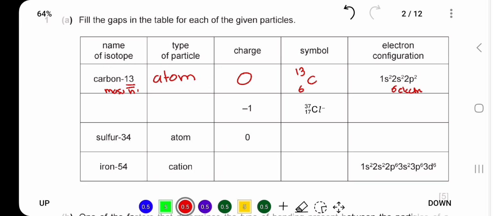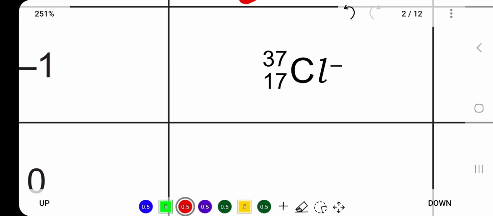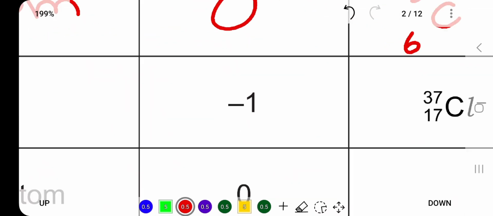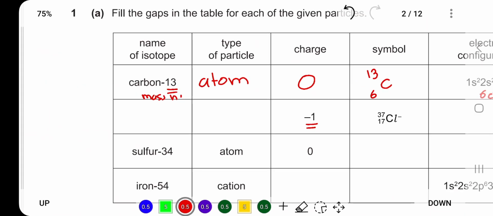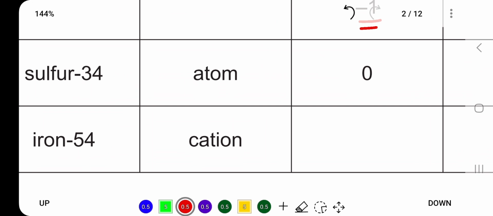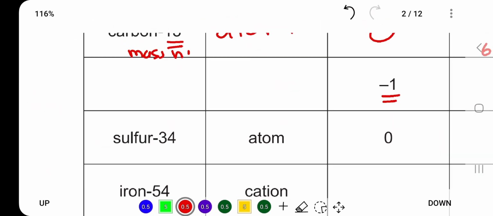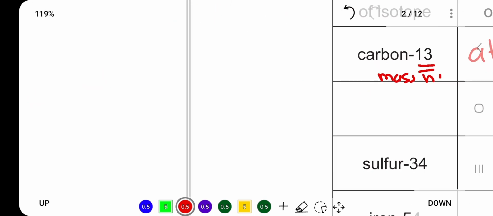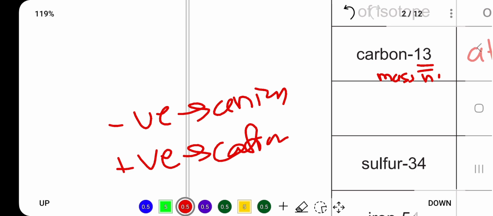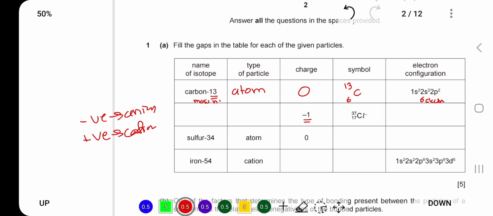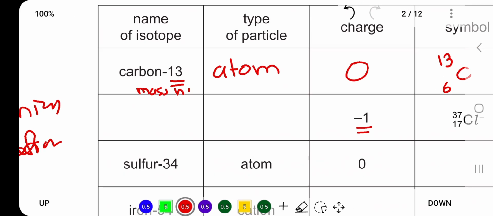Okay, now you have for chlorine, but the first thing you'll notice that it has a charge. So if it has a charge, it should be an ion, and now they want you to specify whether it is a cation or an anion. So if it was negatively charged, anion, positively charged, cation. Okay, I know I'm spelling them wrong, but who cares? So an anion.